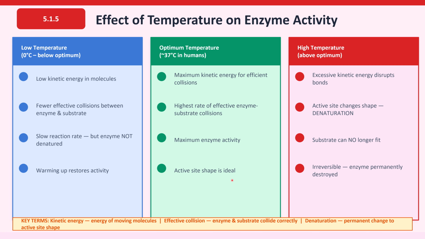We hit the optimum temperature in humans. This is usually around 37 degrees centigrade. Here, molecules have the maximum kinetic energy for efficient, frequent collisions. We have the highest rate of effective enzyme substrate collisions. At this point, the enzyme activity is at its absolute maximum and the active site shape is ideal for the substrate. Then high temperature above optimum.